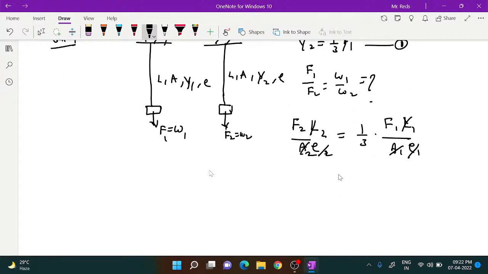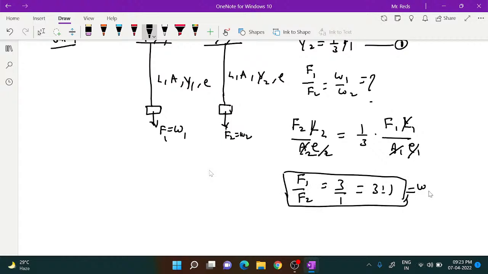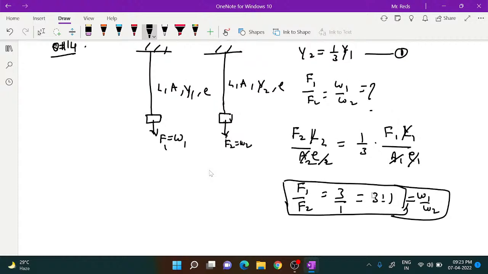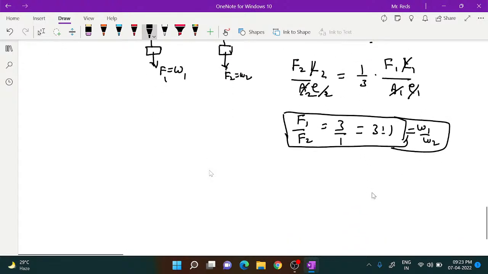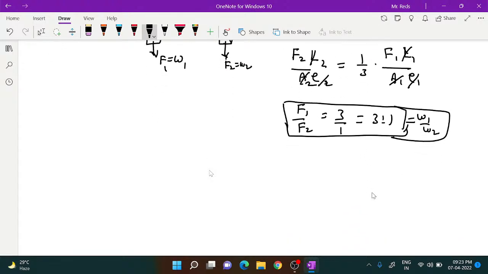So directly, if you want F1 by F2, you take it here. Then F1 by F2 is equal to 3, or 3 by 1, or 3 is to 1, which is the ratio of forces, or you can also call them weights, W1 by W2. So is there any such option? 14th one, 3 is to 1 or 1 is to 3? 14, 3 is to 1. Is it clear? Right. Next. So you finished one. Exercise 2.